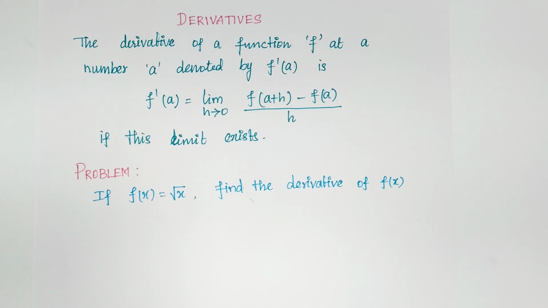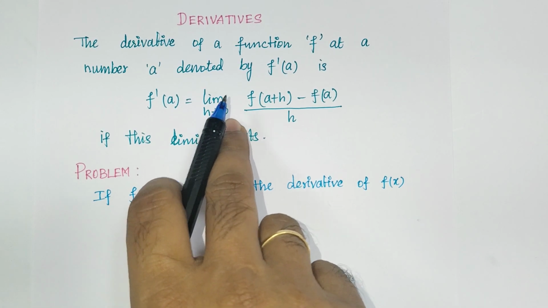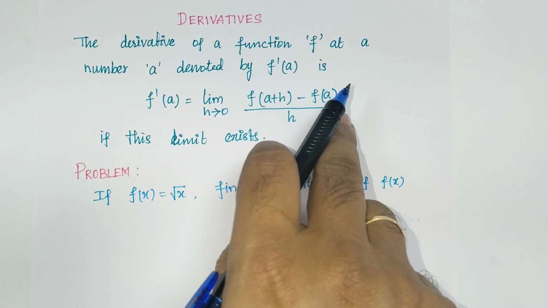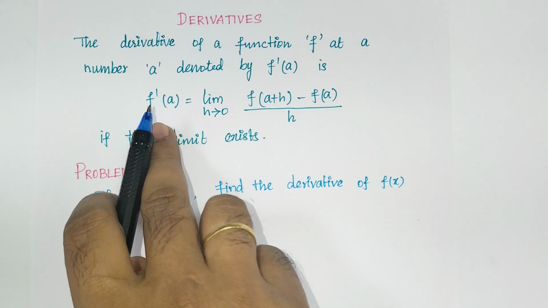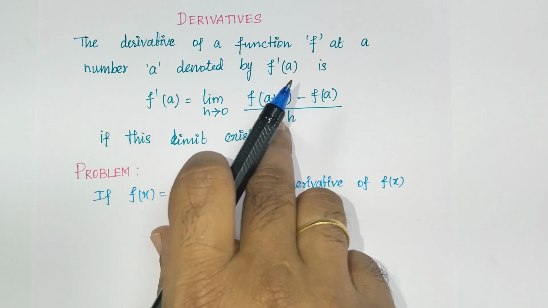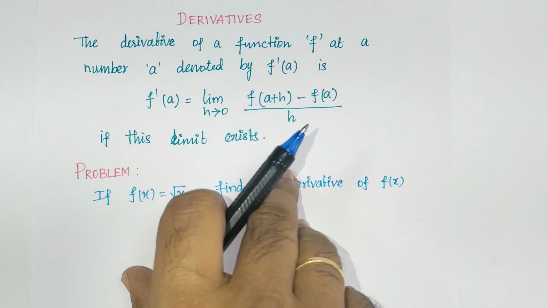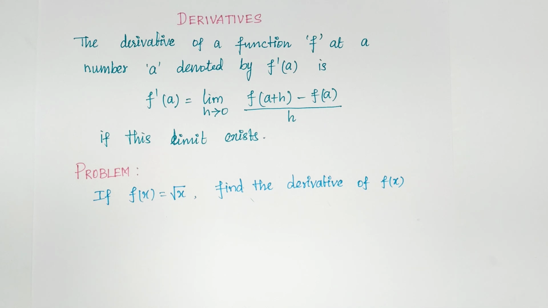In this video, I'm going to start the derivatives. The derivative means the first basic definition is f dash of a equal to limit h tends to 0, f of a plus h minus f of a divided by h. Or instead of that, you can write f dash of x also. F dash of x equal to limit h tends to 0, f of x plus h minus f of x divided by h. If this limit exists, differentiation in the limit manner. The very first basic definition.